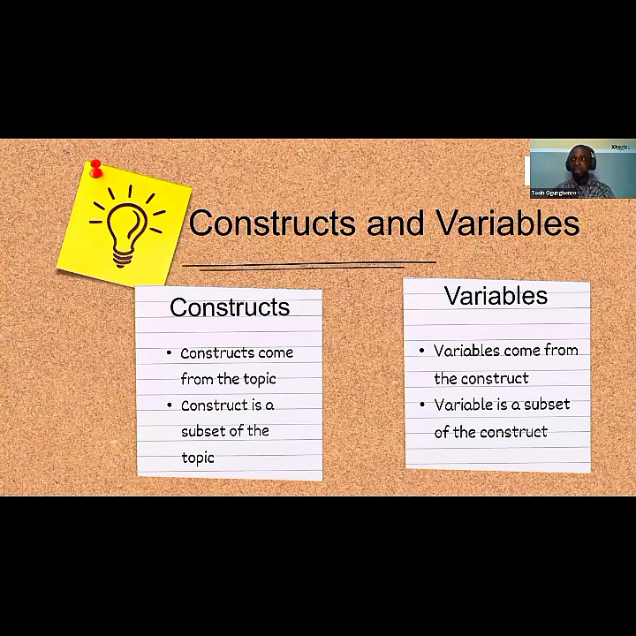Constructs and variables, they are the fabric of your work.